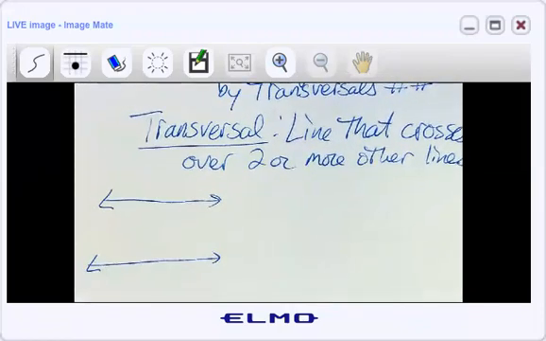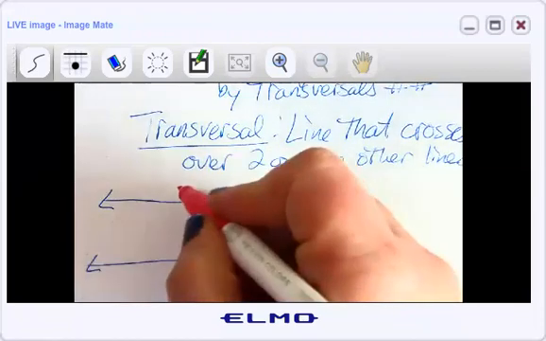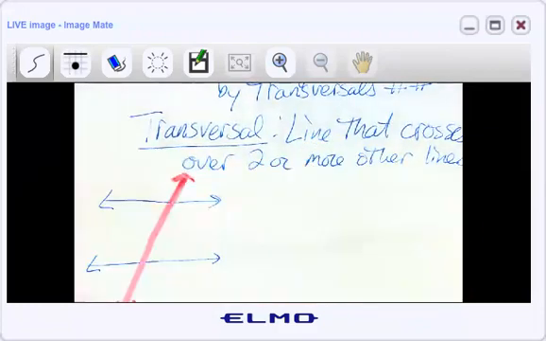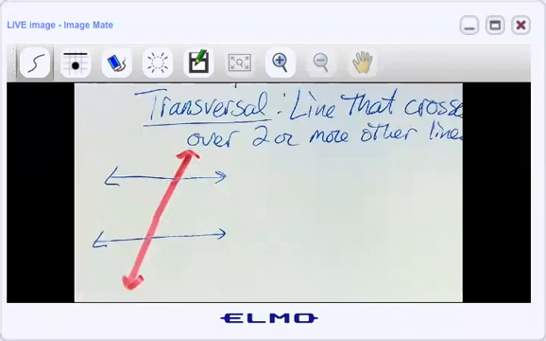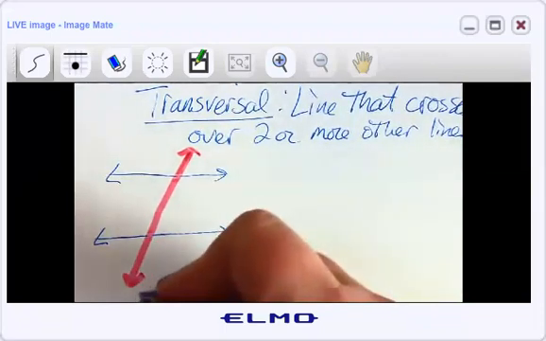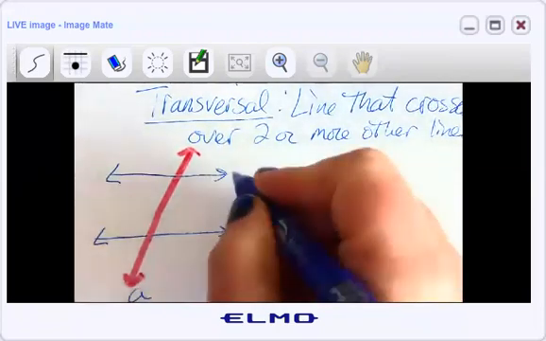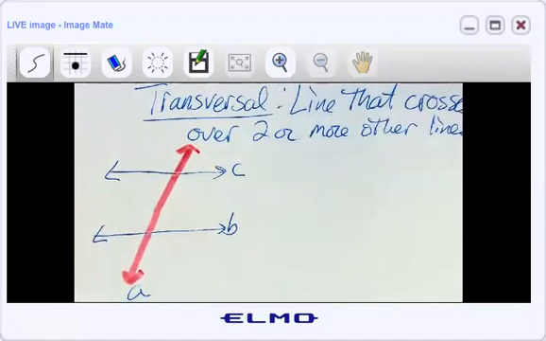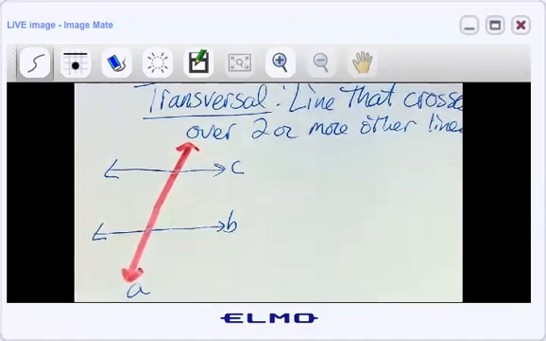So here's just two random lines. And then if I cross over them like this, what I have just created there with that red line is a transversal. Okay, so I'm just going to label my three lines. So here's line A, line B, and line C. So hopefully you can clearly see that line A is my transversal in this case. That's the line that's crossing over the other ones.